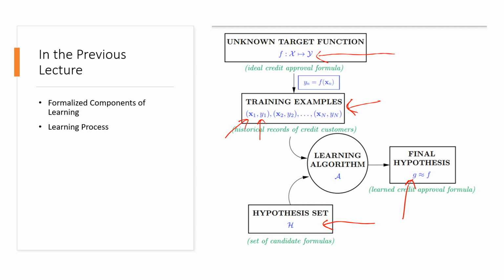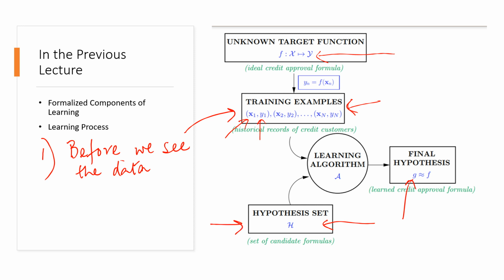Okay, so there were a few assumptions that we talked about. The very first assumption was that we need to fix the set of candidate formulas H, which is my hypothesis set, before I see the data. So that's the first thing. And again, before we see the data, so we cannot see the data, that's assumption number 1. That means I cannot see this before I set this up. This was assumption number 1 in this entire learning process.